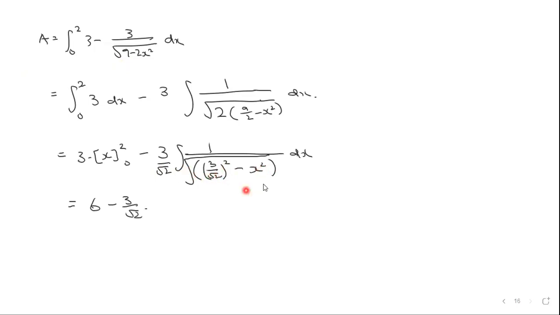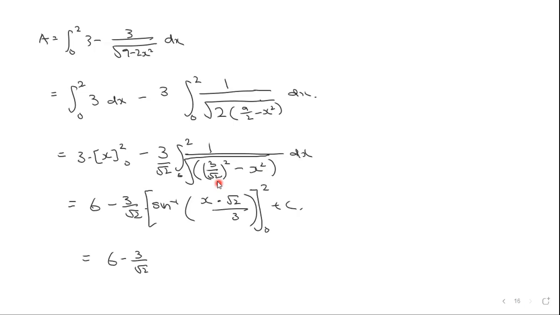Now, the integral of 1 over the square root of a squared minus x squared is just sine inverse of x over a. So x divided by 3 over root 2, which is times root 2 over 3, plus c. Of course, we then sub in our limits of 0 to 2. So it will be sine inverse of 2 root 2 over 3 minus 0, which is 0. And there is no plus c because it is a definite integral.